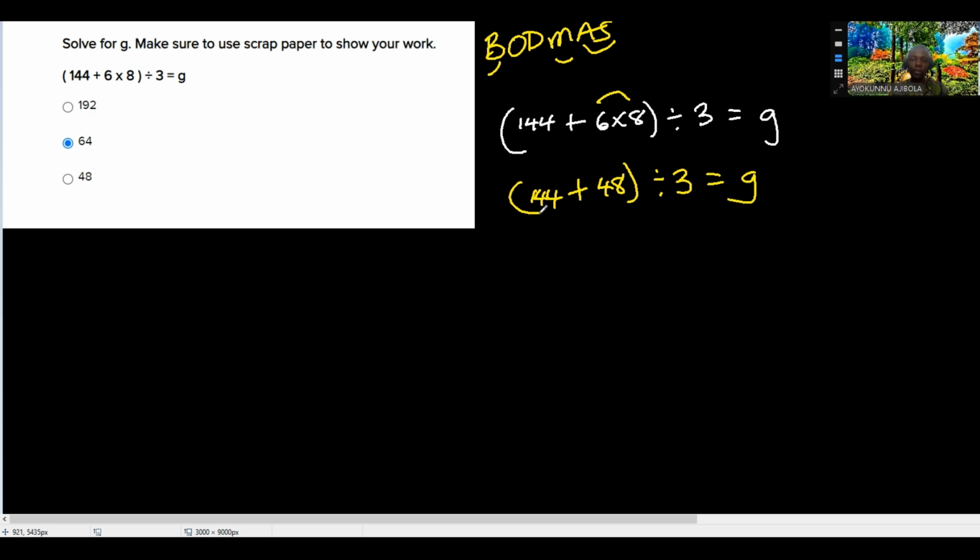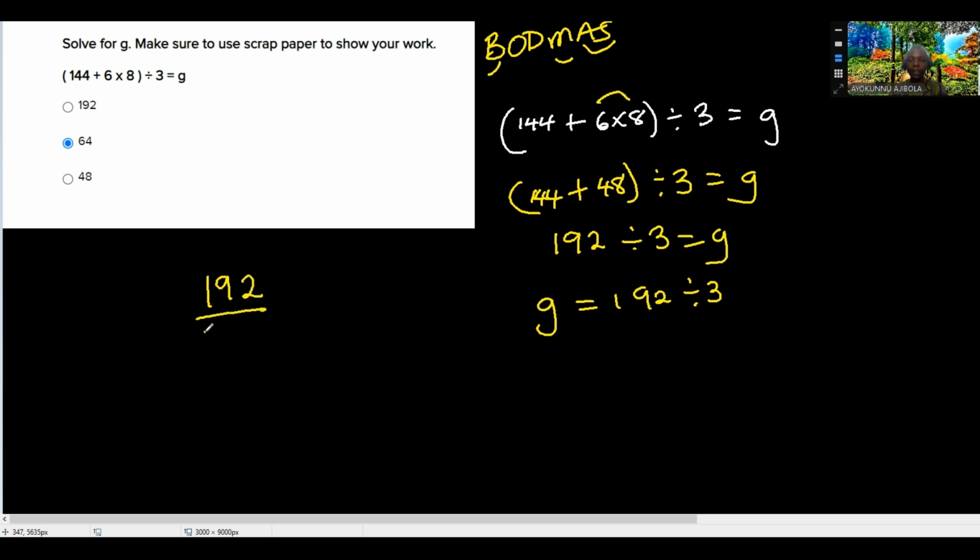So what is 144 plus 48? That is 192. Then divided by 3 equal G, or G equal 192 divided by 3. So how do we divide this? 192 over 3. How many 3 is in 1? It's impossible. Pick 19. 3 in 19 is 6. That's 18. Remainder 1. So 3 in 12 is 4. So our answer is 64. Is that clear?